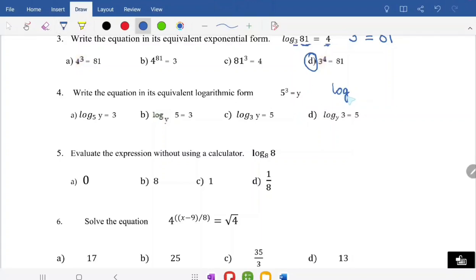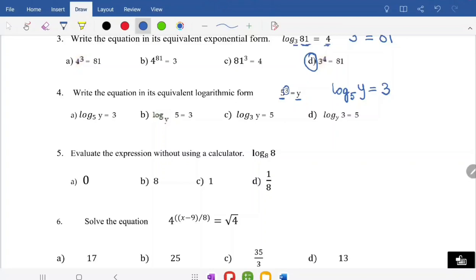The log should have a base as a subscript. So the base of the exponent, in this case 5, becomes the subscript or the base of the logarithm. So log base 5. And then the evaluated value of the exponential expression becomes the argument of log base 5. So we will have log base 5, and then the y will go next to log base 5, and this exponent will go on the other side of the equation, equals 3.